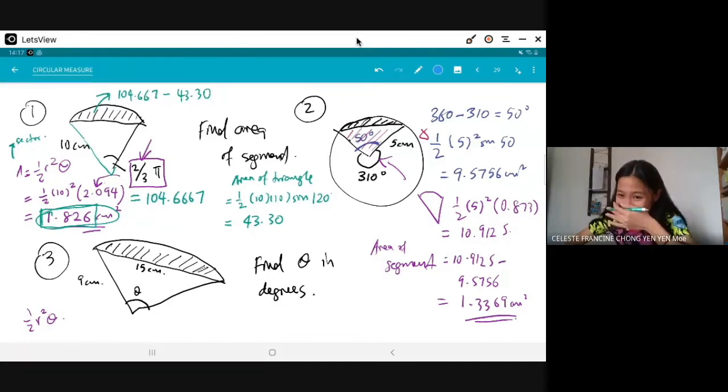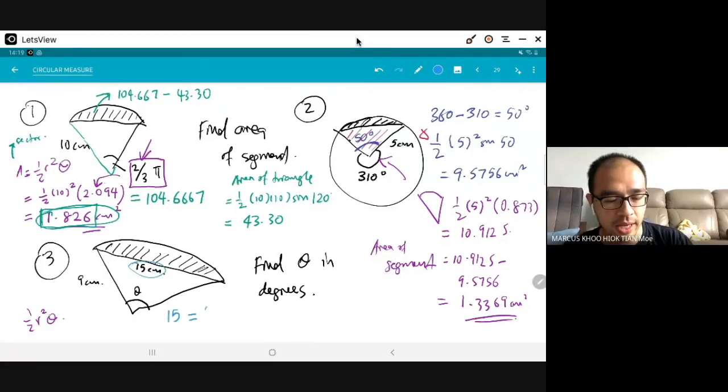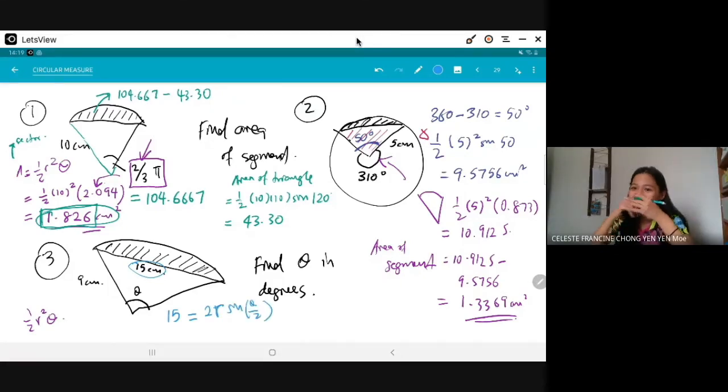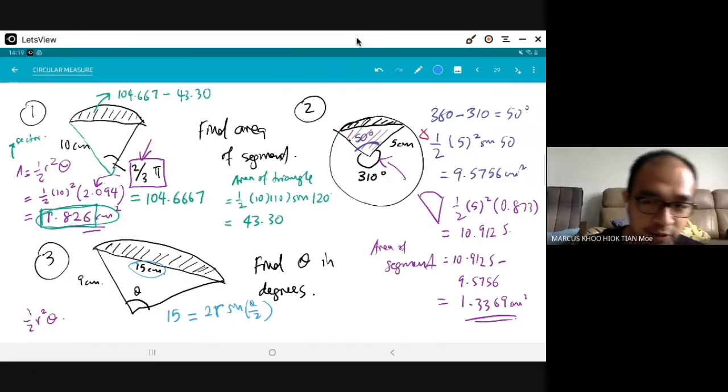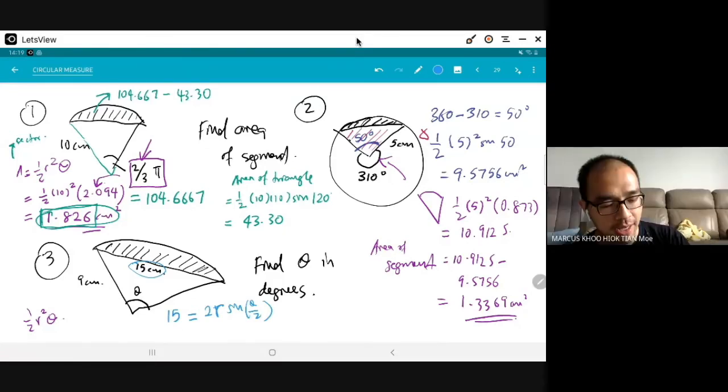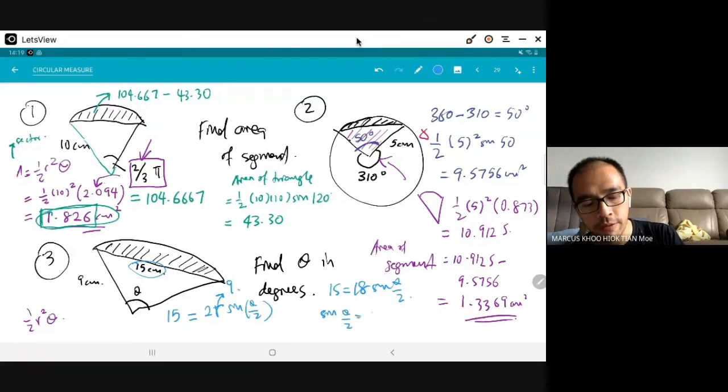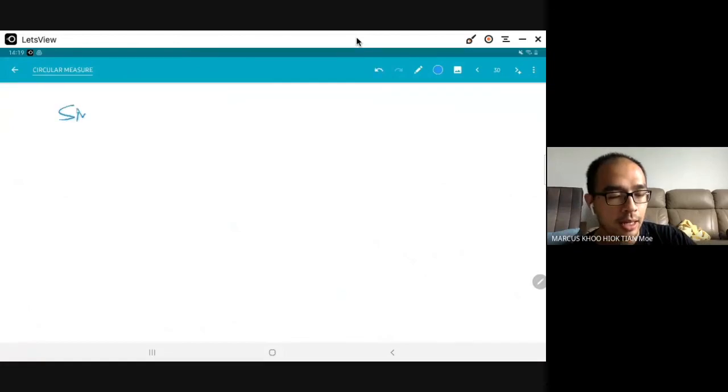Okay. So what formula should we actually use? 2r sine theta over 2. You can turn off your mic now, so don't worry. It's okay, since the r is 9, you'll get 15 equals 18 sine theta over 2. So you get sine theta over 2 equals 15 over 18.